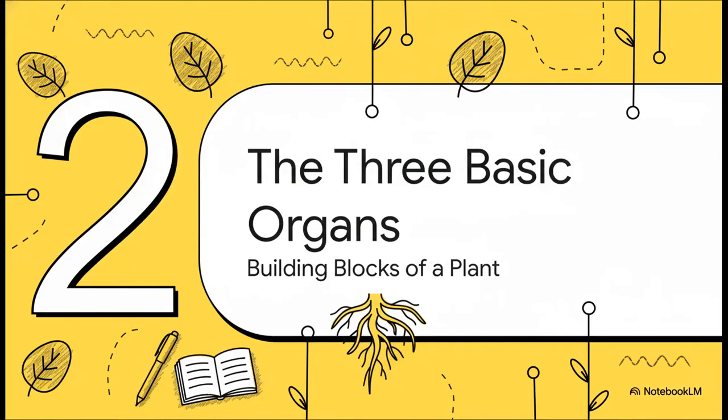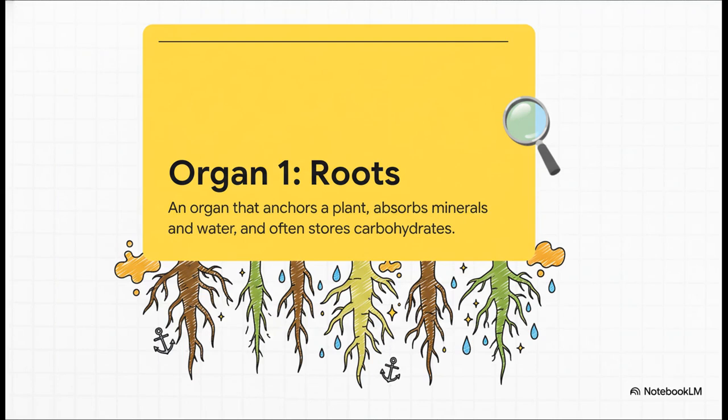Okay, so with that big picture in mind, let's zoom in now on the building blocks themselves. Pretty much all vascular plants, from a simple fern to a complex fruit tree, are built from just three basic organs. So let's define each one. First up, the roots. Now, this is a key concept, so pay close attention to this definition.